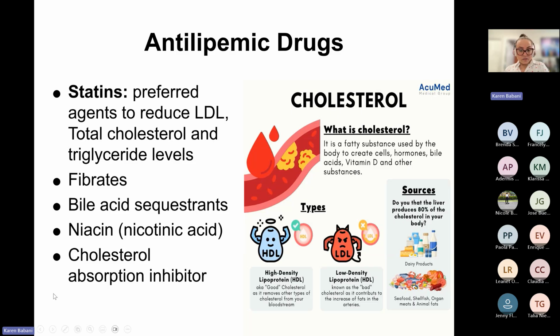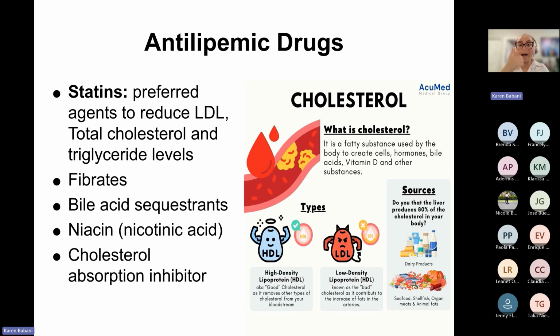We'll talk about all of these ones here, the niacin, the bile acid sequestrants, what is cholesterol, what are the types of cholesterol. Remember the HDL and the LDL, what are the good ones, what are the bad ones. Remember the sources of that good cholesterol, because this is what you need to educate your client on. What are the things that they should be consuming? Remember, good oils, avocado, seafood.